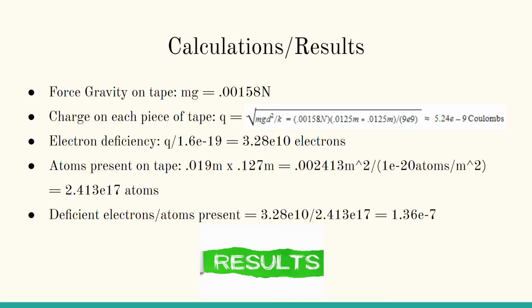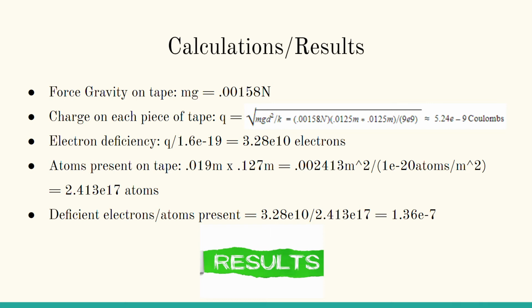So first, we need to know the gravitational force acting on the piece of tape, which is just equal to mg, which is about 0.00158 newtons. From there, we can set that equal to Coulomb's law to calculate the charge of the tape, which is about equal to 5.24 times 10 to the negative 9th coulombs. Using that, we can calculate the amount of electrons that are missing from each tape by dividing it by 1.6 times 10 to the negative 19th. That gave us about 3.28 times 10 to the 10th electrons that were missing from each piece of tape.